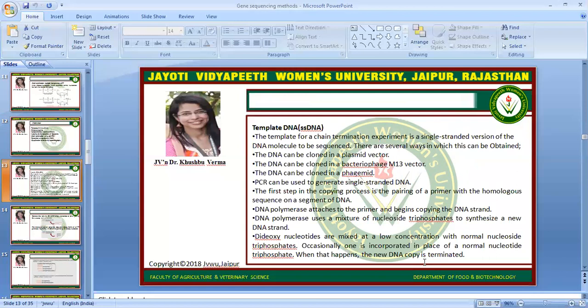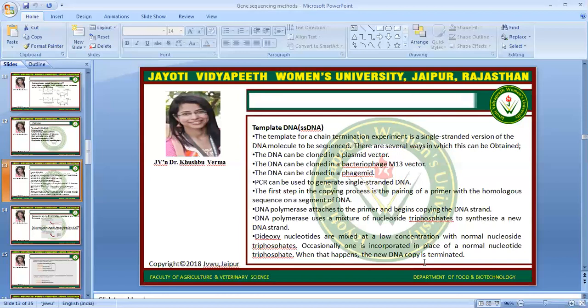There are several ways in which it can be obtained. First, DNA can be cloned in a plasmid vector. DNA can be cloned in a bacteriophage M13 vector. PCR can also be used to generate single-stranded DNA.